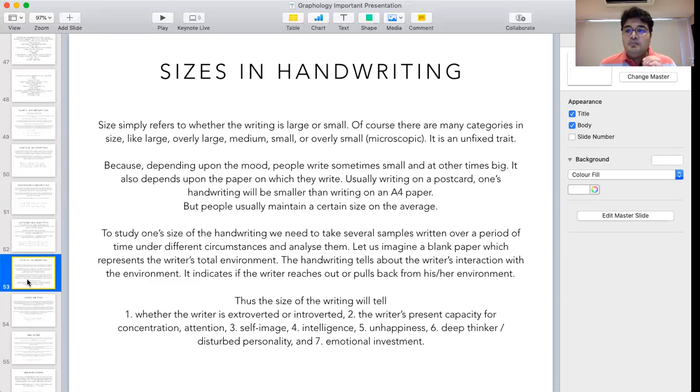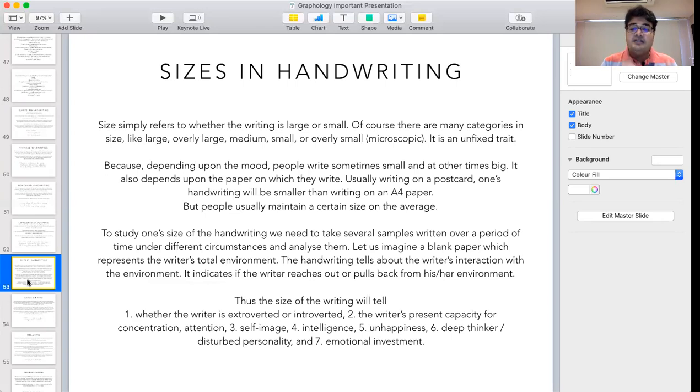Let us imagine a blank paper which represents the writer's total environment. The handwriting tells about the writer's interaction with the environment. It indicates if the writer reaches out or pulls back from his or her environment. Thus, the size of the writing will tell the following: whether this particular writer is extroverted or introverted.